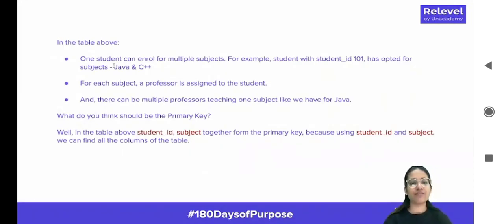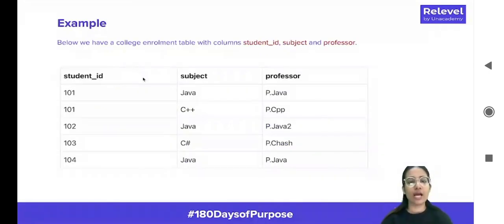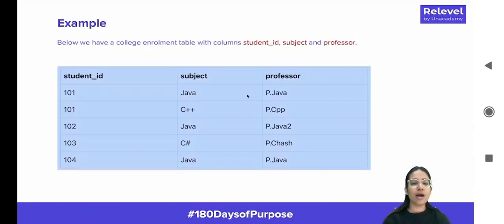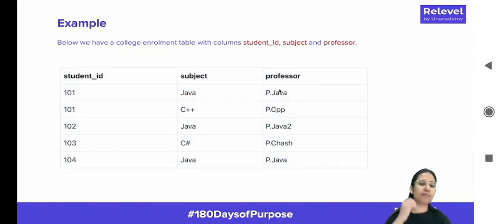So one student can enroll for multiple subjects. For example, the student with the student ID 101 has opted for two subjects, Java and C++, which is possible. Enrollment can be done for multiple subjects. Now for each subject, a professor is assigned to that student. Because you are studying Java, P.Java is assigned, because the P.Java professor teaches Java. Similarly, 104 also opted for Java, and the professor P.Java is the one who teaches it.